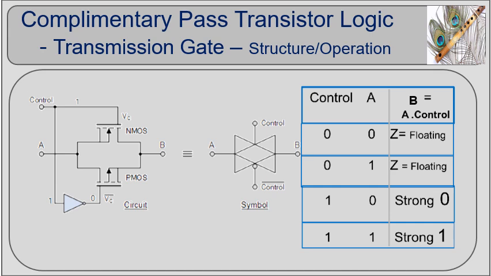Complementary pass transistor logic, CPL, is a design style that improves upon the limitations of traditional pass transistor logic, PTL, by using both NMOS and PMOS transistors in parallel. The complementary behavior of NMOS with strong logic low transfer and PMOS with strong logic high signal transfer improves the signal integrity.